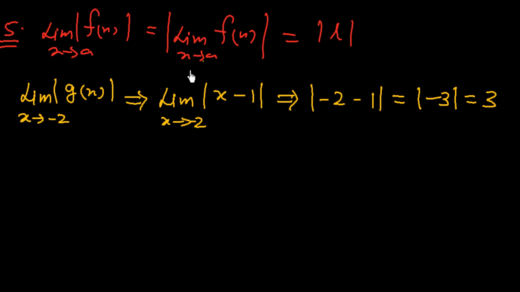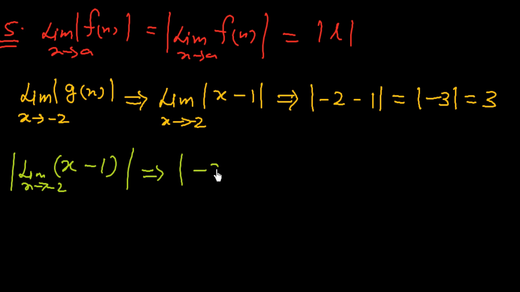Now we find out the limit of first. We take different color here. So limit x tends to minus 2 for x minus 1. We have to find out this. So we get here, if we put here minus 2 minus 1, so we are getting minus 3, mod of minus 3, which is 3. So this also has been verified now. Now we see the last one.